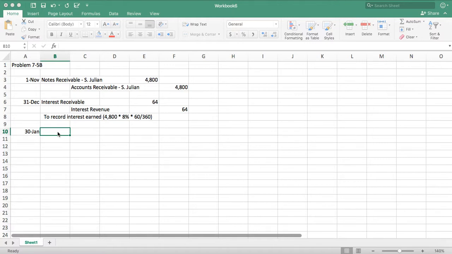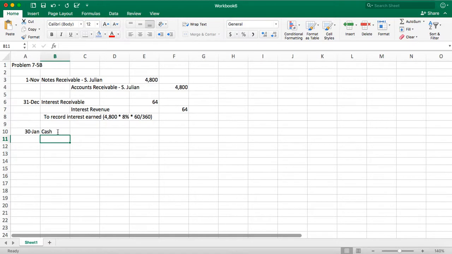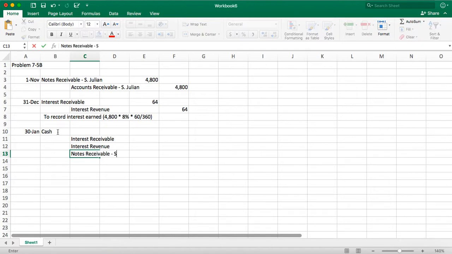So on January 30th, the note was paid off, and so we have cash and interest receivable, interest revenue, and I'll explain these in just a moment, and notes receivable, S. Jillian. Okay, so to record cash received, and the cash received would be the $4,800 times the 8% times, now it's a 3-month note, November, December, January, and so it's 90 of 360 days.